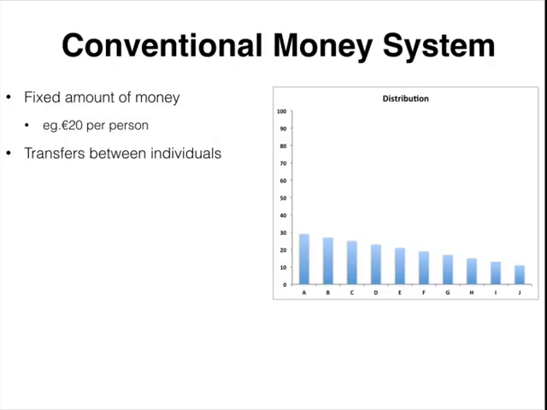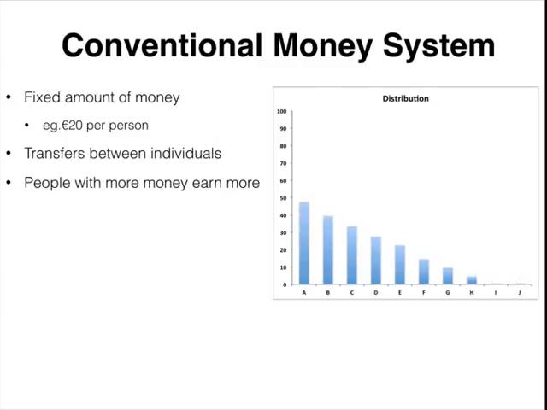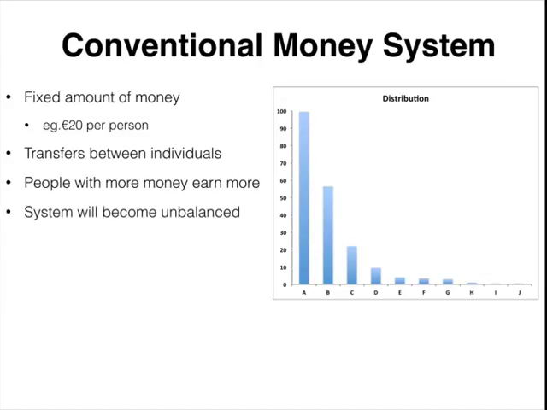Now, one of the things we know about the sort of world we live in is that people who have more money can actually earn more money. So as a result, this will tend to get unbalanced, and the richest people in the group will tend to get richer and richer, and the poorer people will get poorer and poorer. Of course, this sort of unbalanced system is almost inevitable.